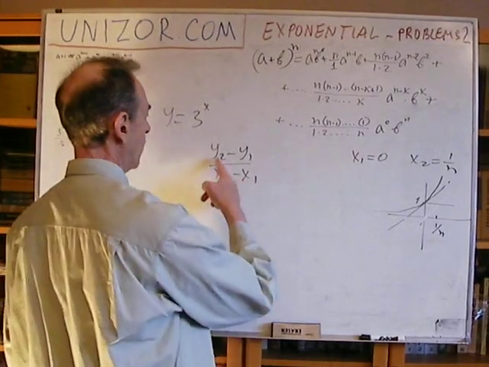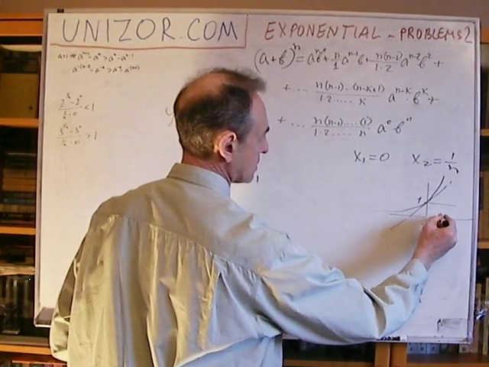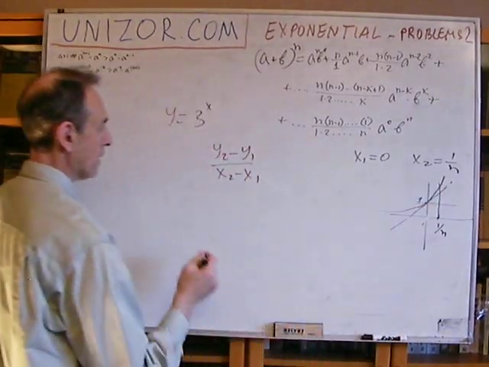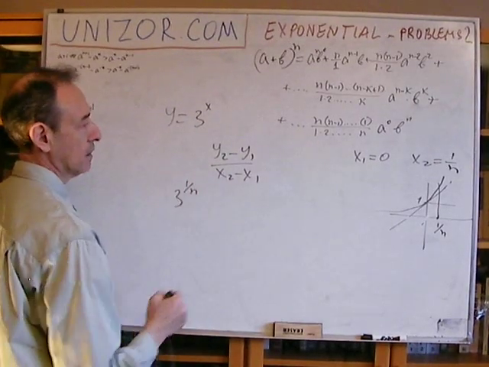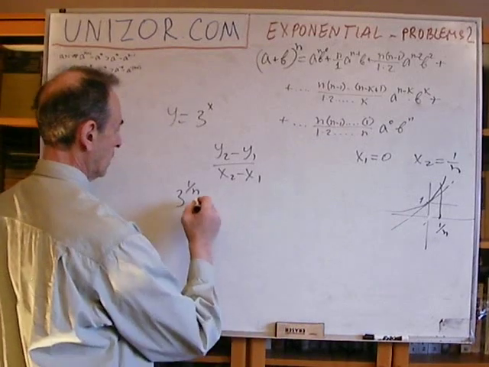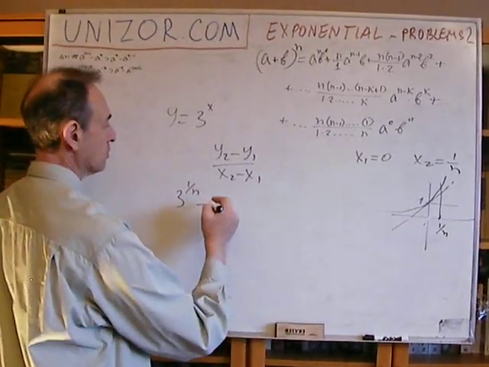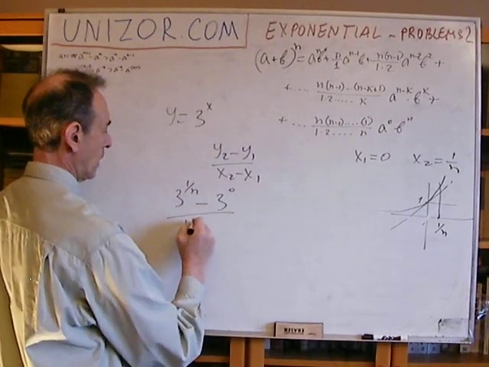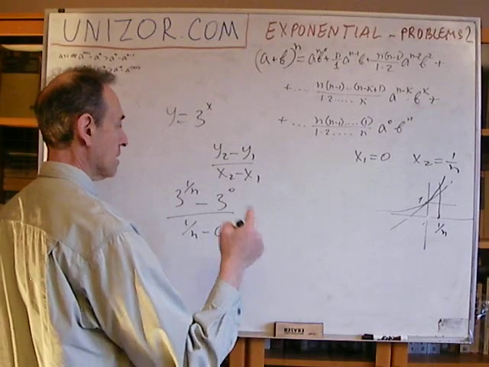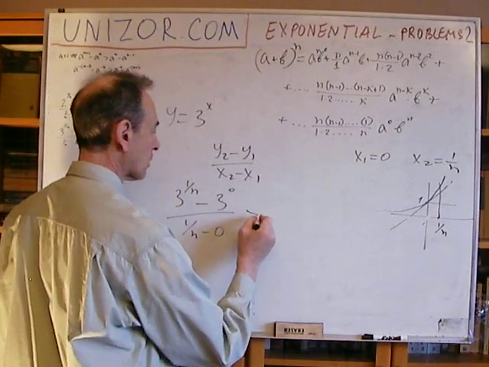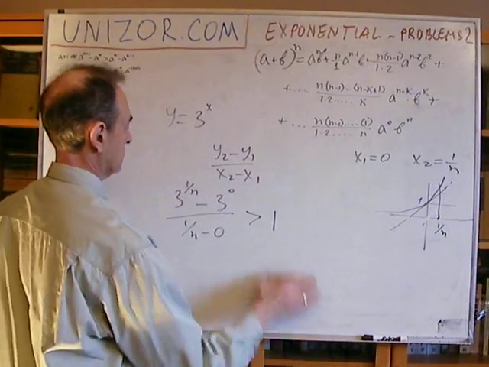So y2 minus y1 would be, at the point where x is equal to 1 nth, 3 to the power of 1 over n. This point is x1 is 0, so it would be 3 to the power of 0 divided by 1 over n minus 0. And I would like to prove that in this particular case, it would be greater than 1. Okay.